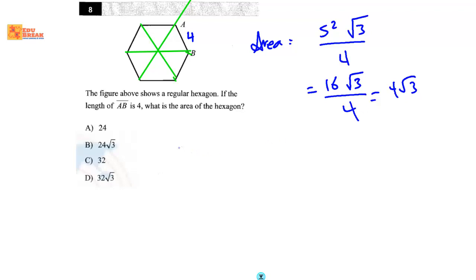Okay, so we have 6 equilateral triangles. It means that we multiply this area times 6, so it will be 24 root 3. So the answer is B. Next question.